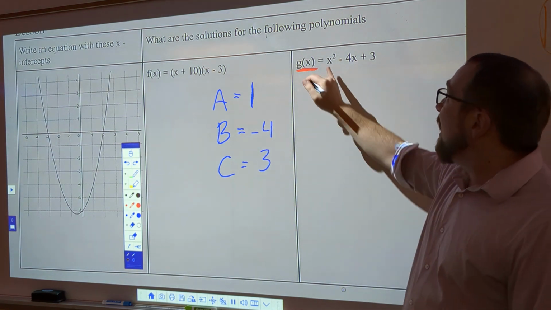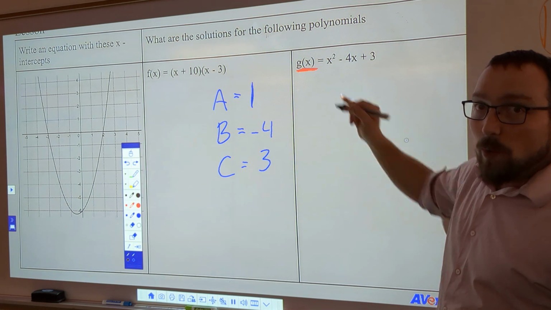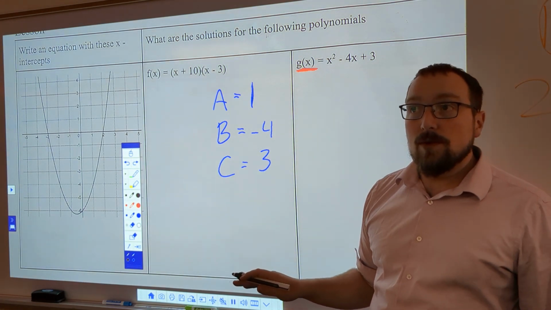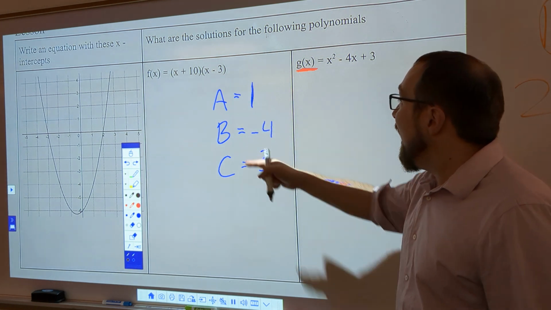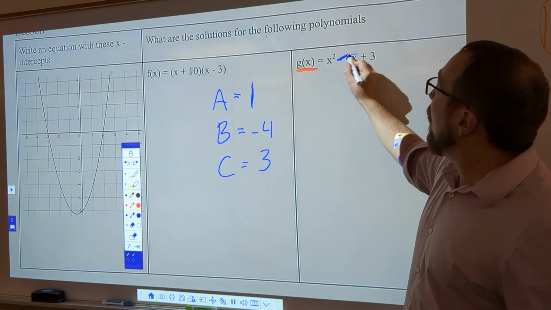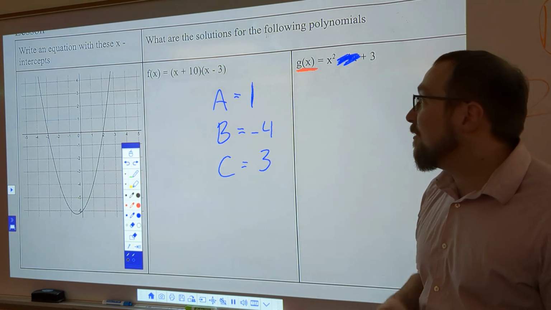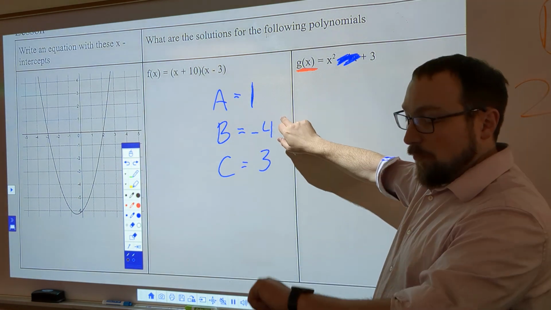By the way, if there wasn't an x squared at all, we would say that there's 0 x squareds. A would be 0. B, if this term wasn't there at all, I would say that there's 0 x's, so B would be 0.